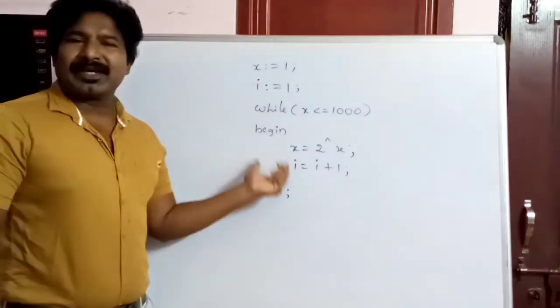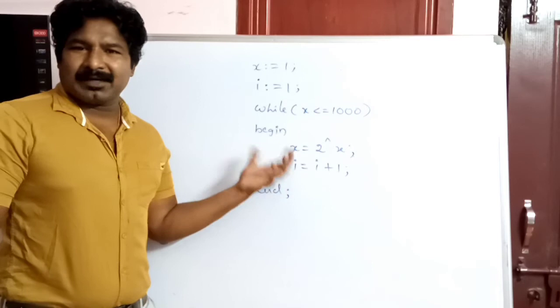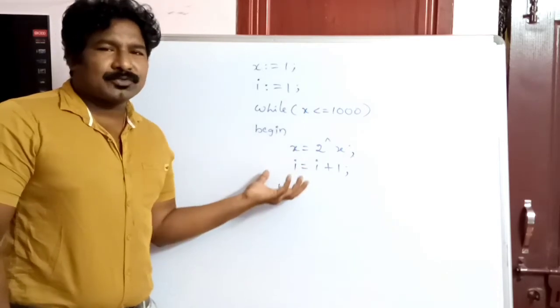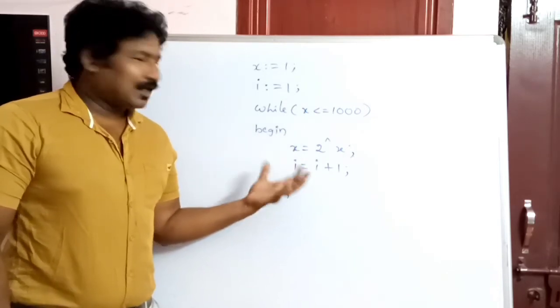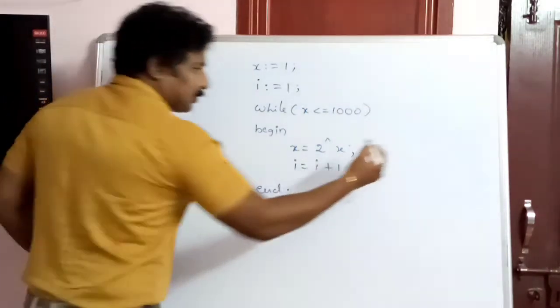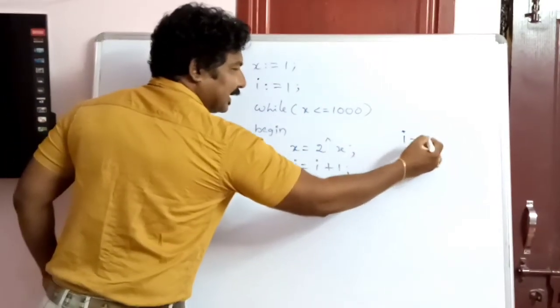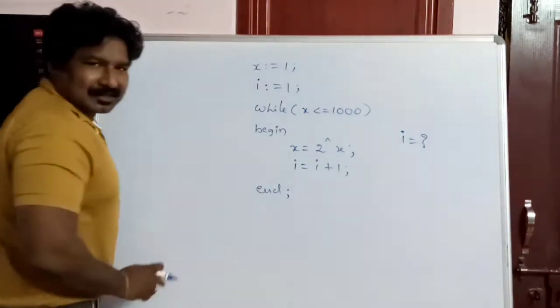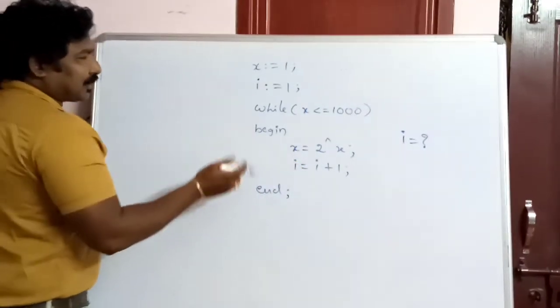Okay, so carefully look at this pseudocode. I will give you how this particular pseudocode will get executed, and what will be the value of I by the end of the program. So I need to find out what is the value of I. That is my task. Just carefully look at this.